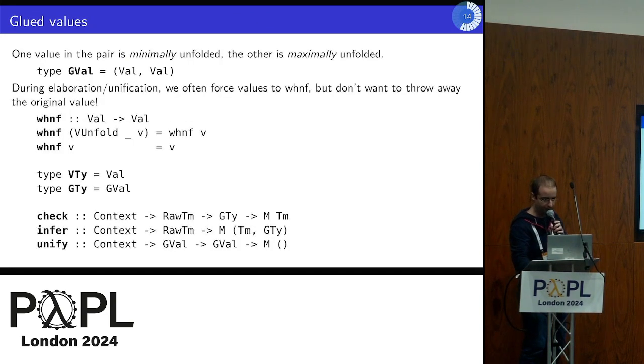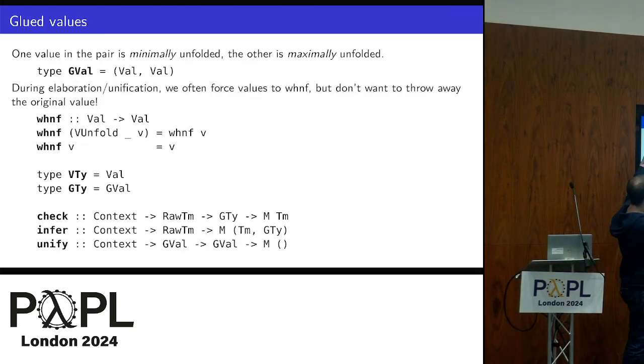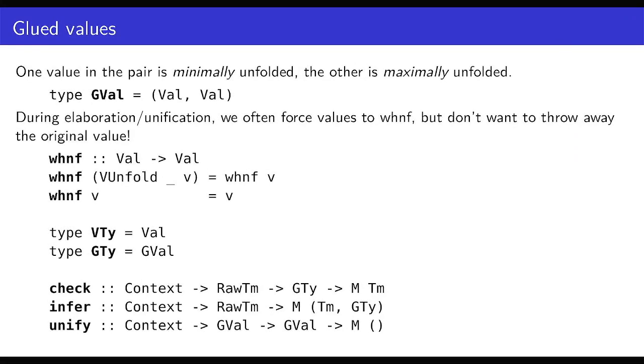Okay, so yeah, probably I will need to speed up. But then an additional detail is that usually, so this was just a basic infrastructure, but usually we need to work with pairs of such values during elaboration and unification and conversion checking, because sometimes we force some values to weak head normal form, but when we do that, we do not want to forget where we started from.